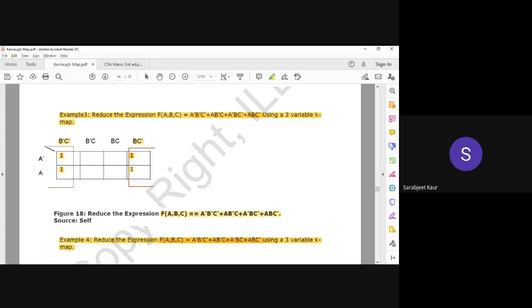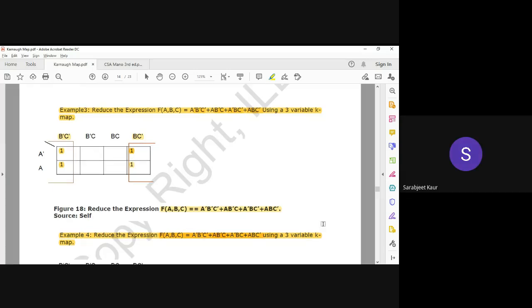So what are these minterms? The first term is 000, which is 0. The next term is 101, which is 5. The next term is 011, which is 3. The next term is 110, which is 6.